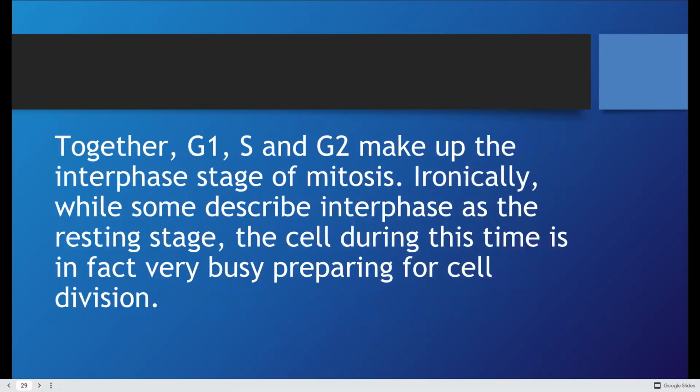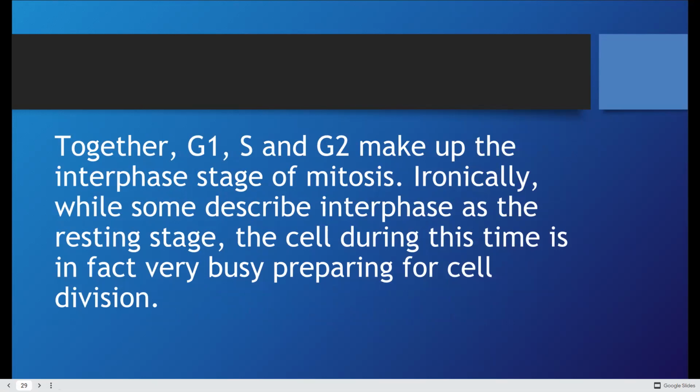Together, G1, S, and G2 make up the interphase stage of mitosis. Meaning to say, this is the preparation stage. Are you still with me? Grade 8? Yes, sir. Okay.